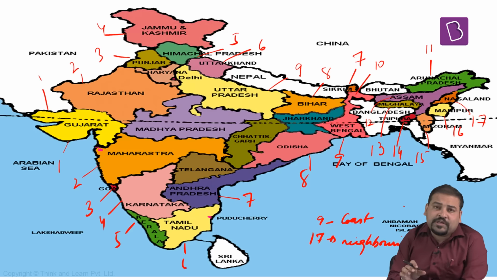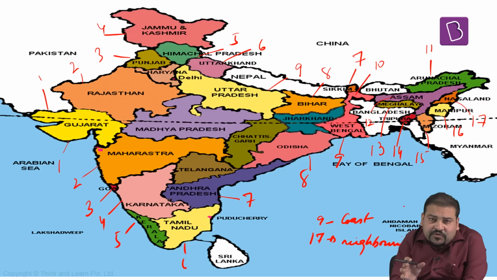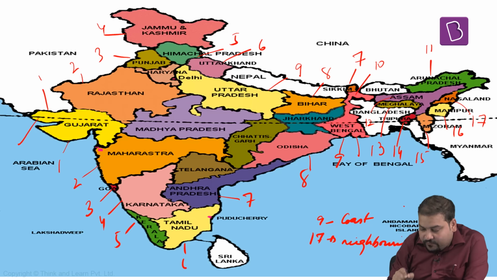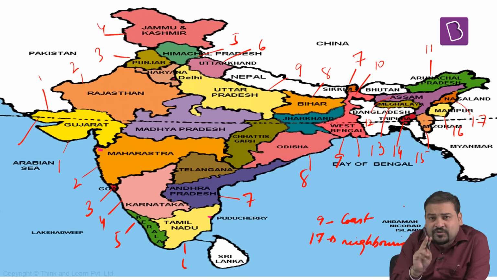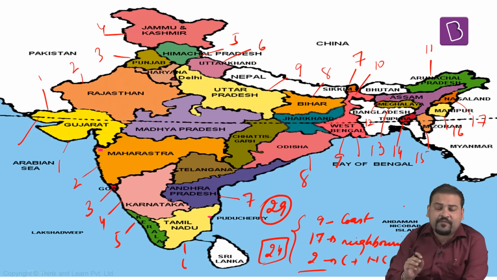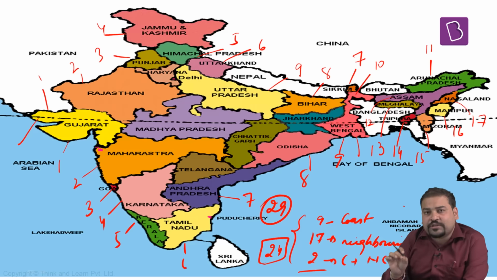So how many of these have a neighboring country as well as coastal areas? That's one, Gujarat, and another, your West Bengal. So there are only 2 which have both in common. So if you have 29 states in your country, this comes out to be 24 that have at least the coast or the neighboring country.